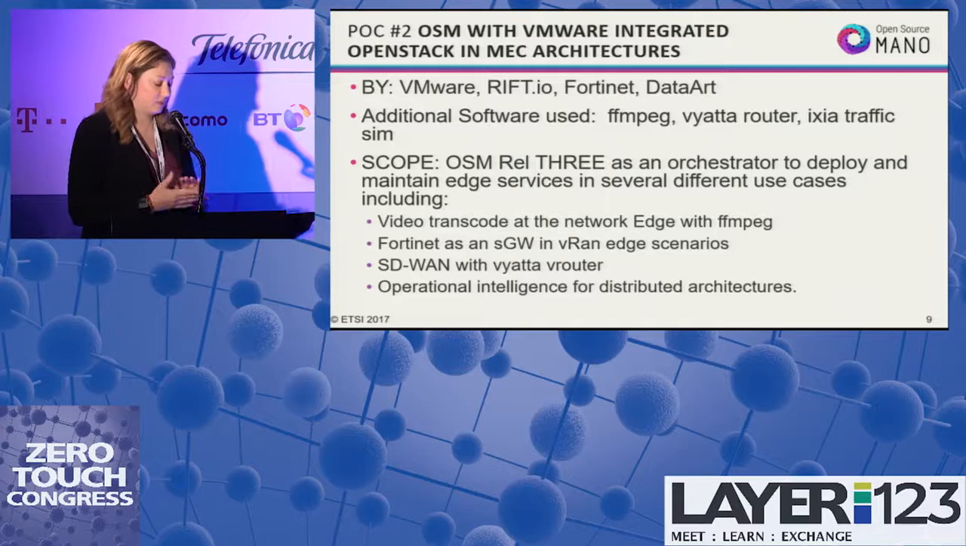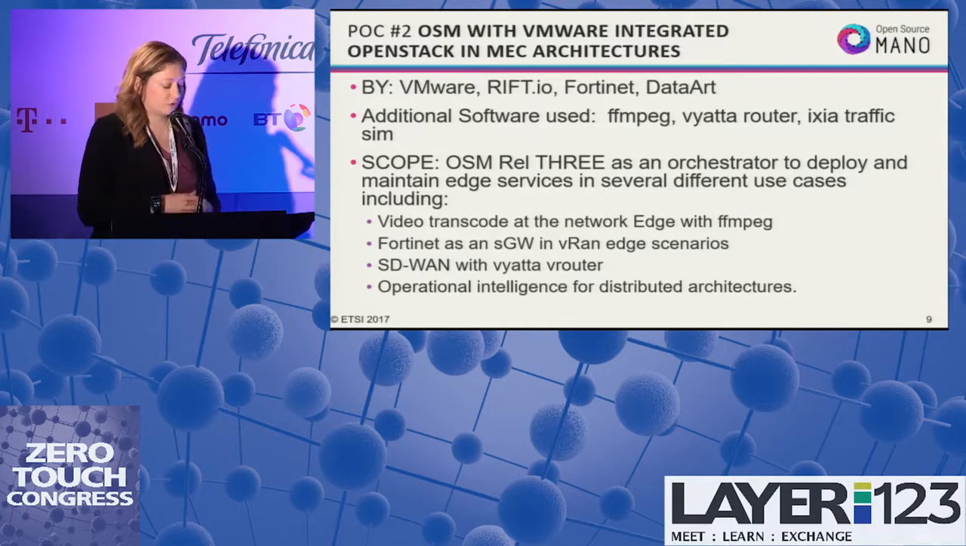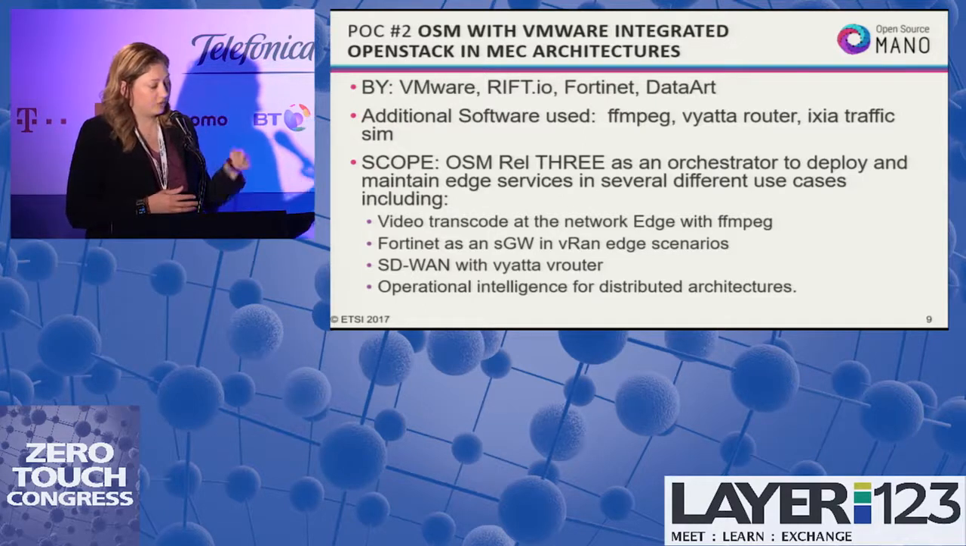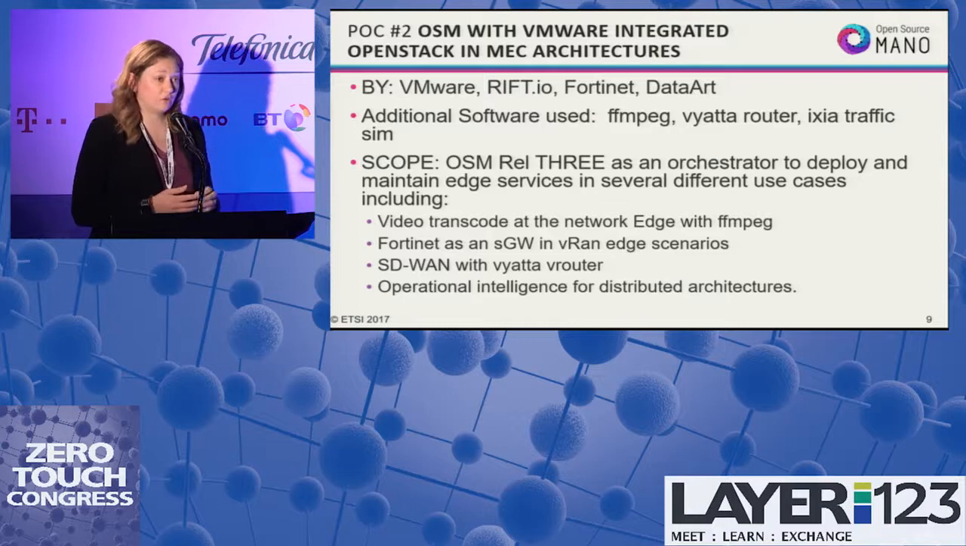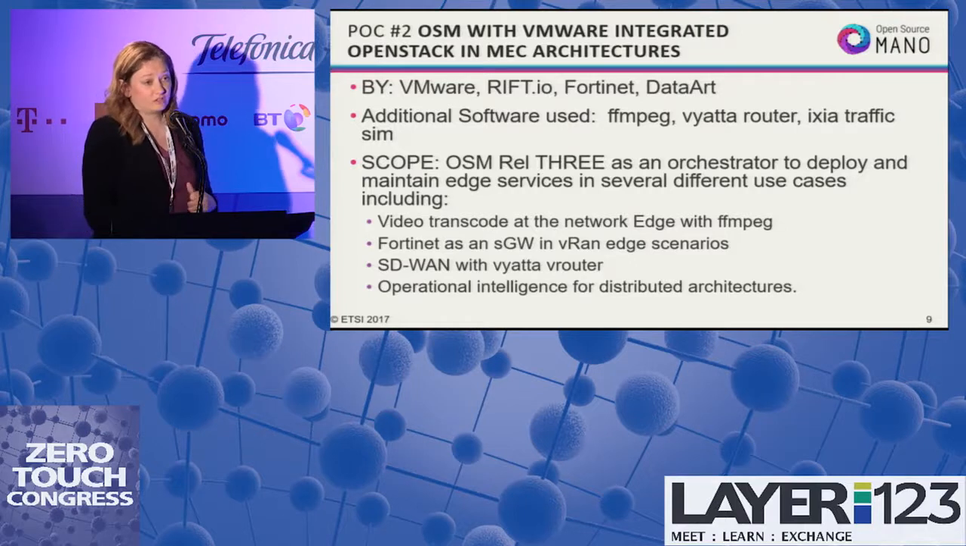So the scope of this one was, we wanted to use Release 3 as an orchestrator to show that we can deploy multi-access edge computing scenarios using OSM as the orchestrator with VMware as the VIM. And the key use cases we focused on were video transcode at the edge, leveraging Fortinet as an S gateway in vRAN edge scenarios, and developing an SD-WAN network with Viata vRouter. We also wanted to showcase the operational intelligence capabilities in distributed architectures.